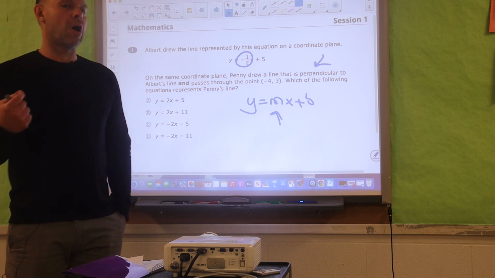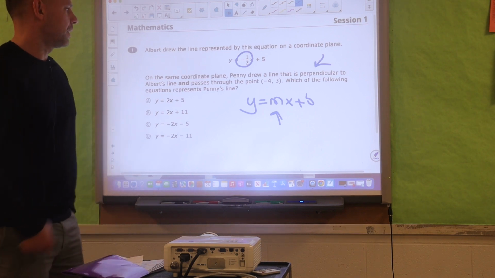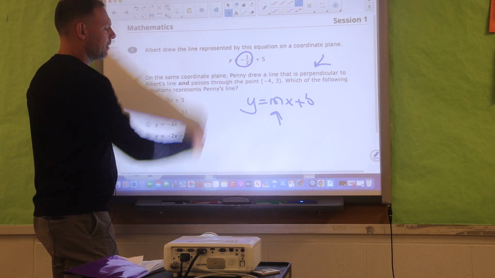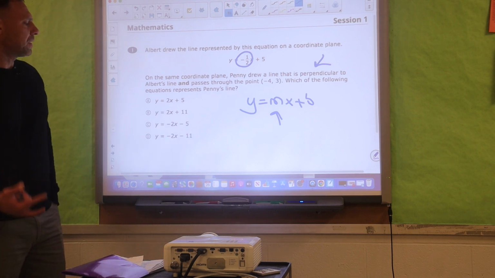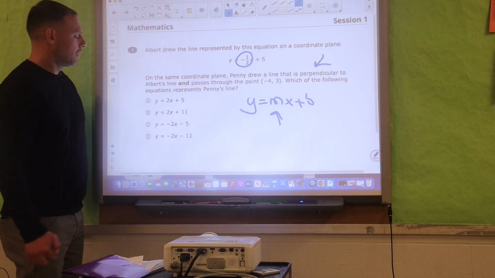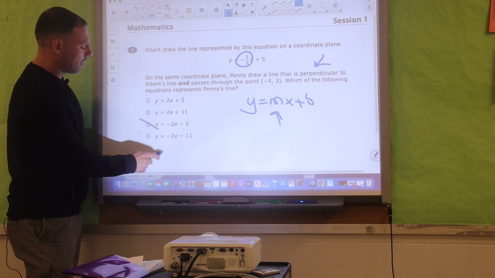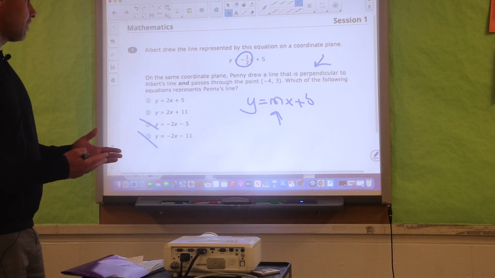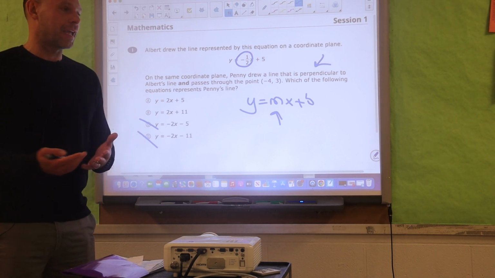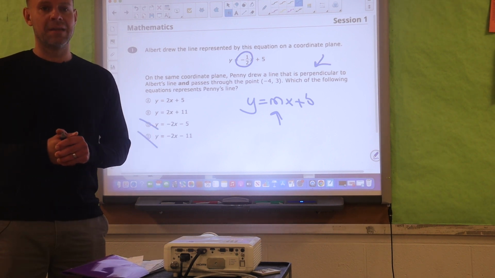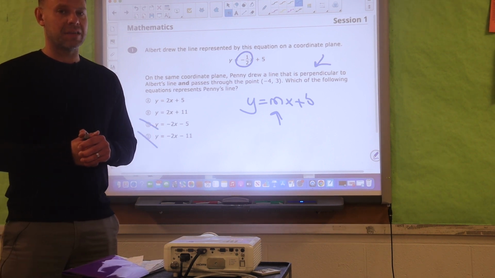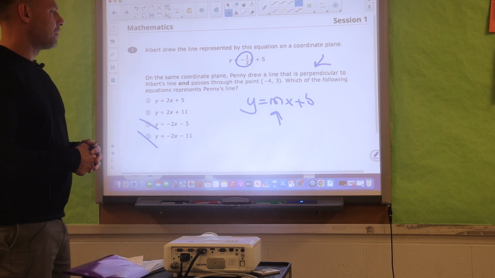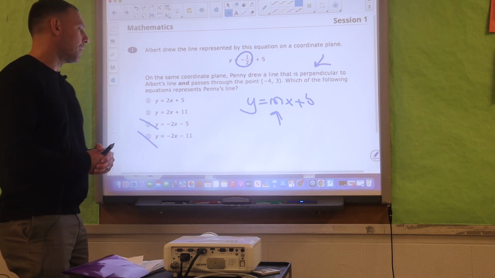So if it's got to be the opposite reciprocal of -1/2, the opposite would have to be positive. So right away I can eliminate choices C and D. So that really just leaves us now with two choices, just A and B. And just by eliminating C and D, now I have a 50% chance of getting this problem right. So if I move forward here, there's a few different ways we can go about doing this problem.